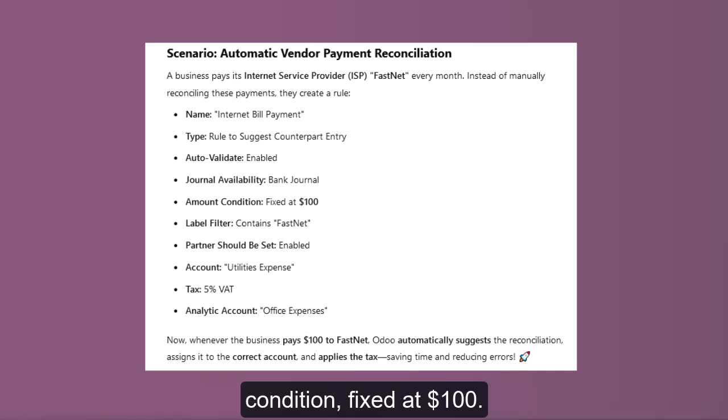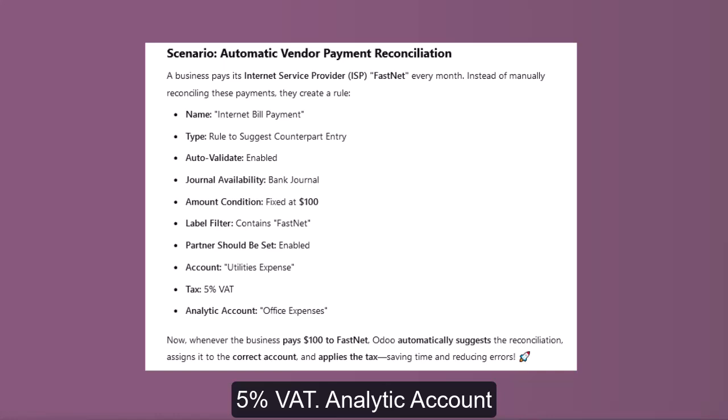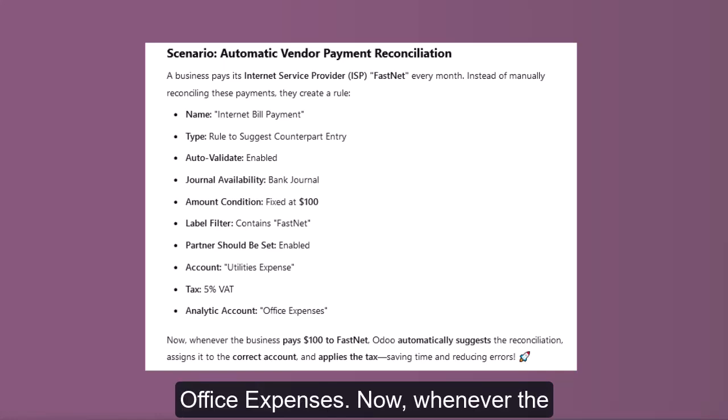Amount condition, fixed at $100. Label filter, contains Fastnet. Partner should be set, enabled. Account, utilities expense, tax, 5% VAT. Analytic account, office expenses. Now, whenever the business pays $100 to Fastnet, Odoo automatically suggests the reconciliation, assigns it to the correct account, and applies the tax, saving time and reducing errors.